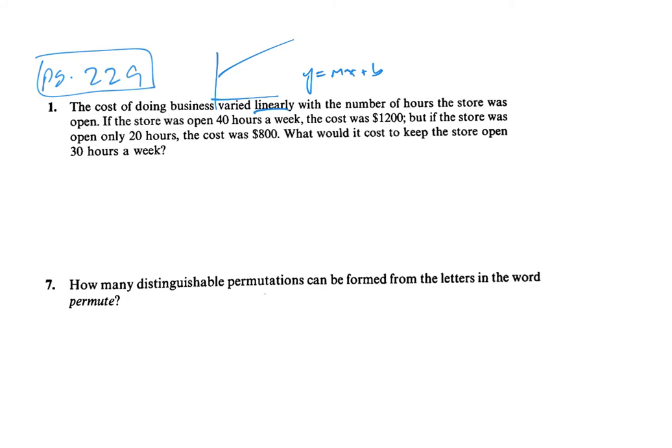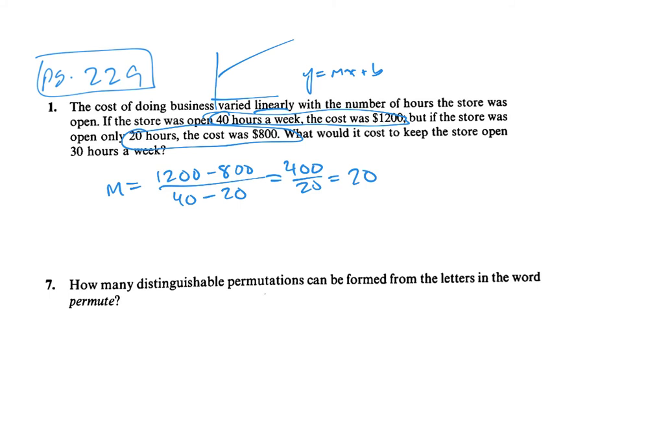So you're going to use the first set of numbers, the first two pairs of numbers, I guess, to come up with a slope. So I've got a slope of y minus y over x minus x. I get a slope of 20. Then I can take that slope and use either one of the two pairs of points along with that slope you just found in this point slope formula. So I'll use the 40 hours, cost is 1,200.